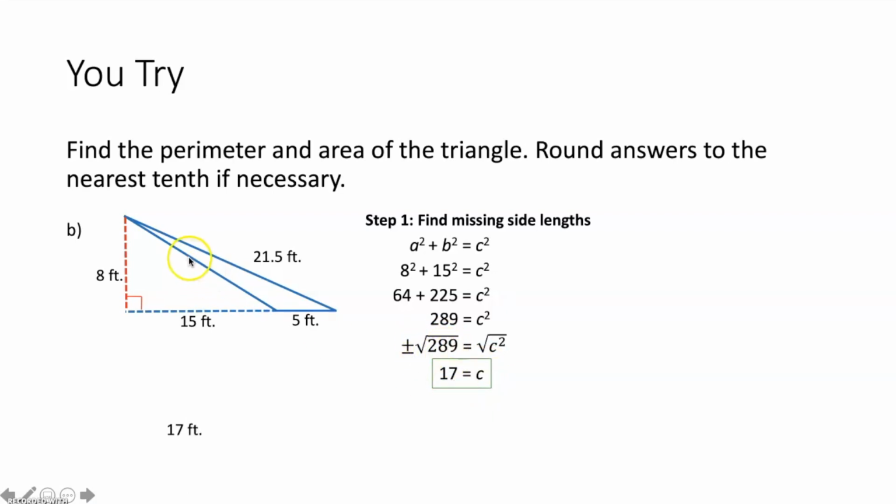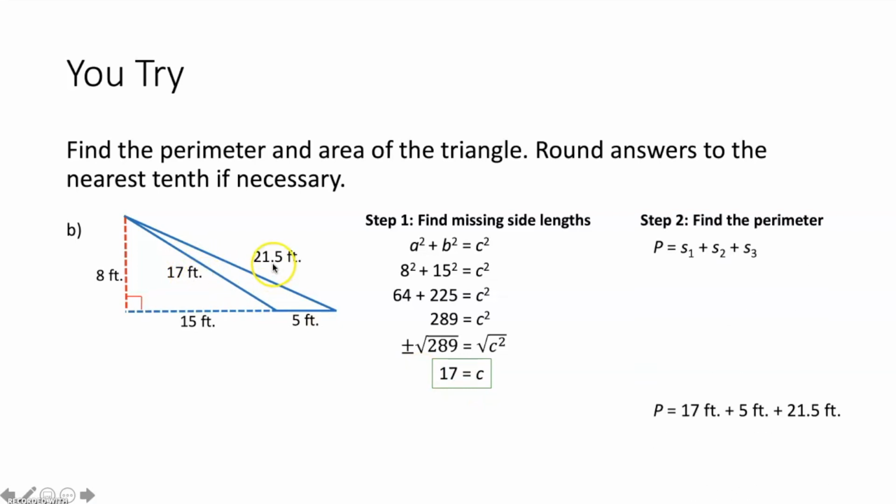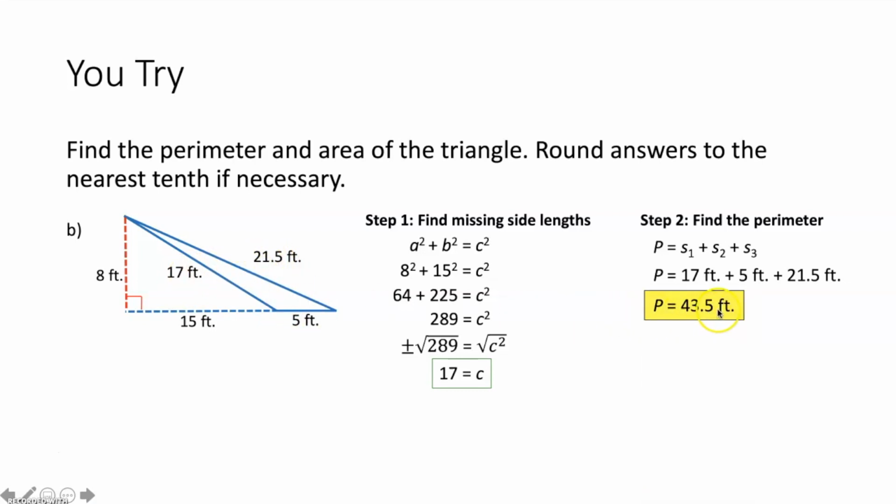If we know that this is 17, we can then find the perimeter of this triangle by adding up all of those three side lengths. When we do, we end up getting the perimeter of this blue triangle over here is 43.5 feet.